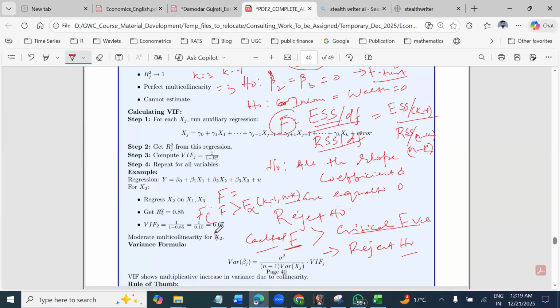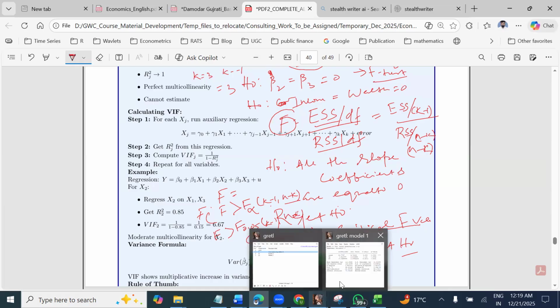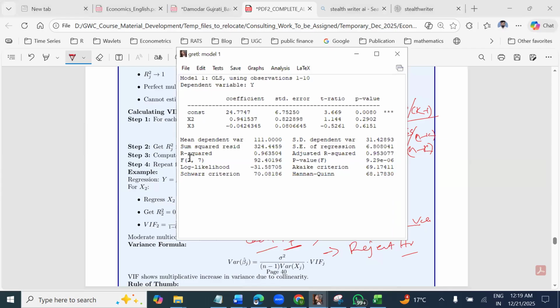Whatever F value I am getting, I will compare with F 0.05. Let's say I am testing at alpha 0.05. Then I will check with k minus 1 degrees of freedom and n minus k degrees of freedom. Now see how it is written here: 2, 7. Now let me cross verify whether my formula is correct or not.